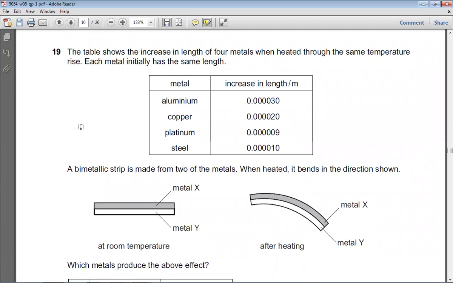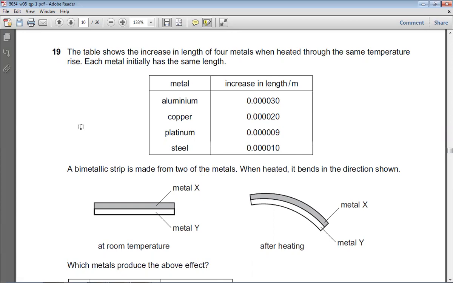The table shows the increase in length of four metals when heated through the same temperature rise. Each metal initially has the same length. So there is a change in length of 0.00004 for this one, 0.000030, and then in the copper we have 0.000020, and then we have platinum. For platinum the change in length will be 0.000009, and in the steel we will have 0.000010.